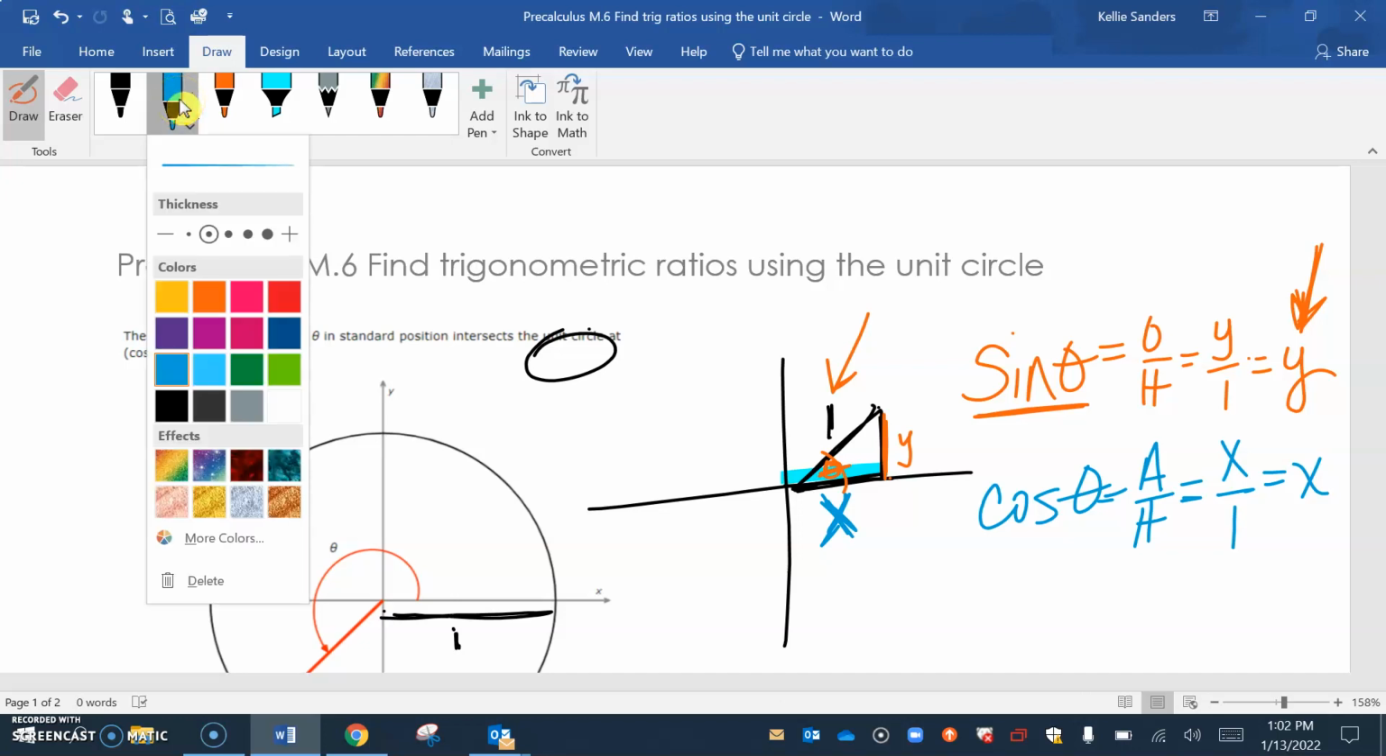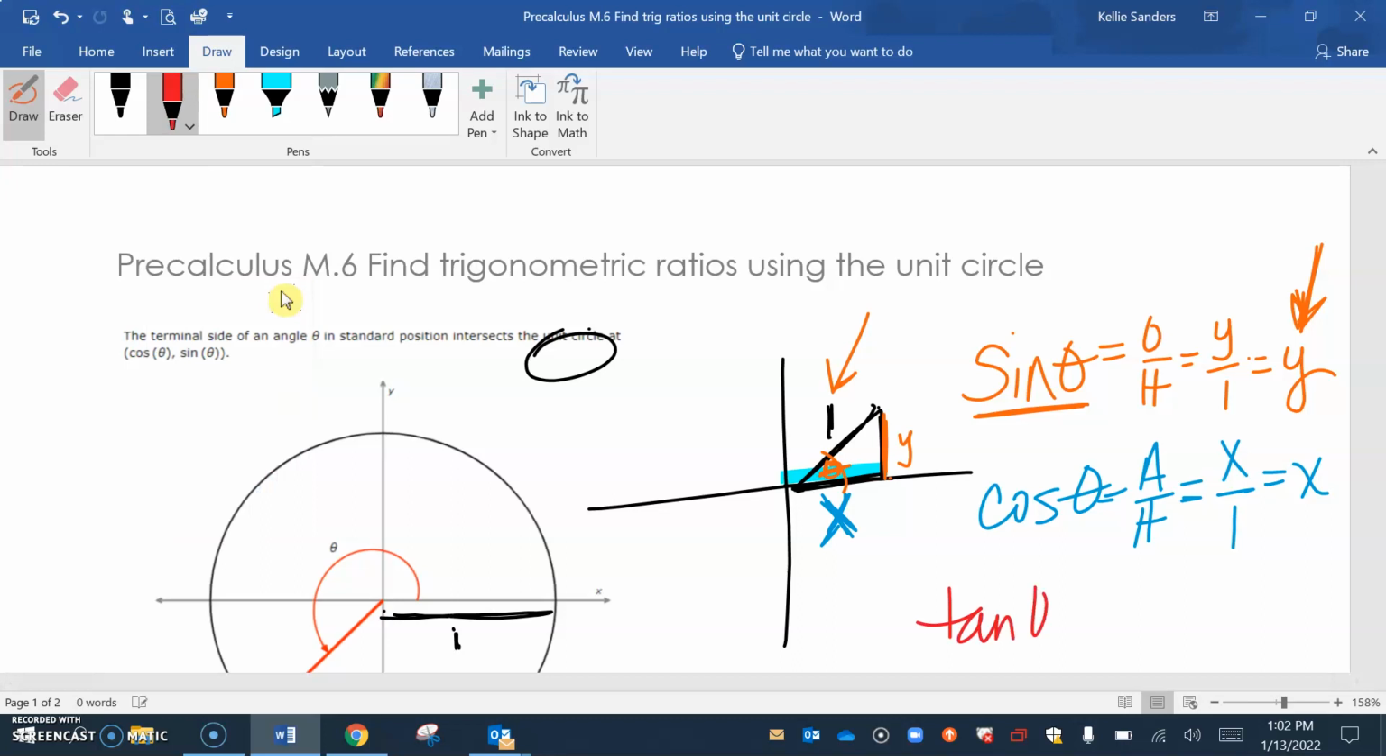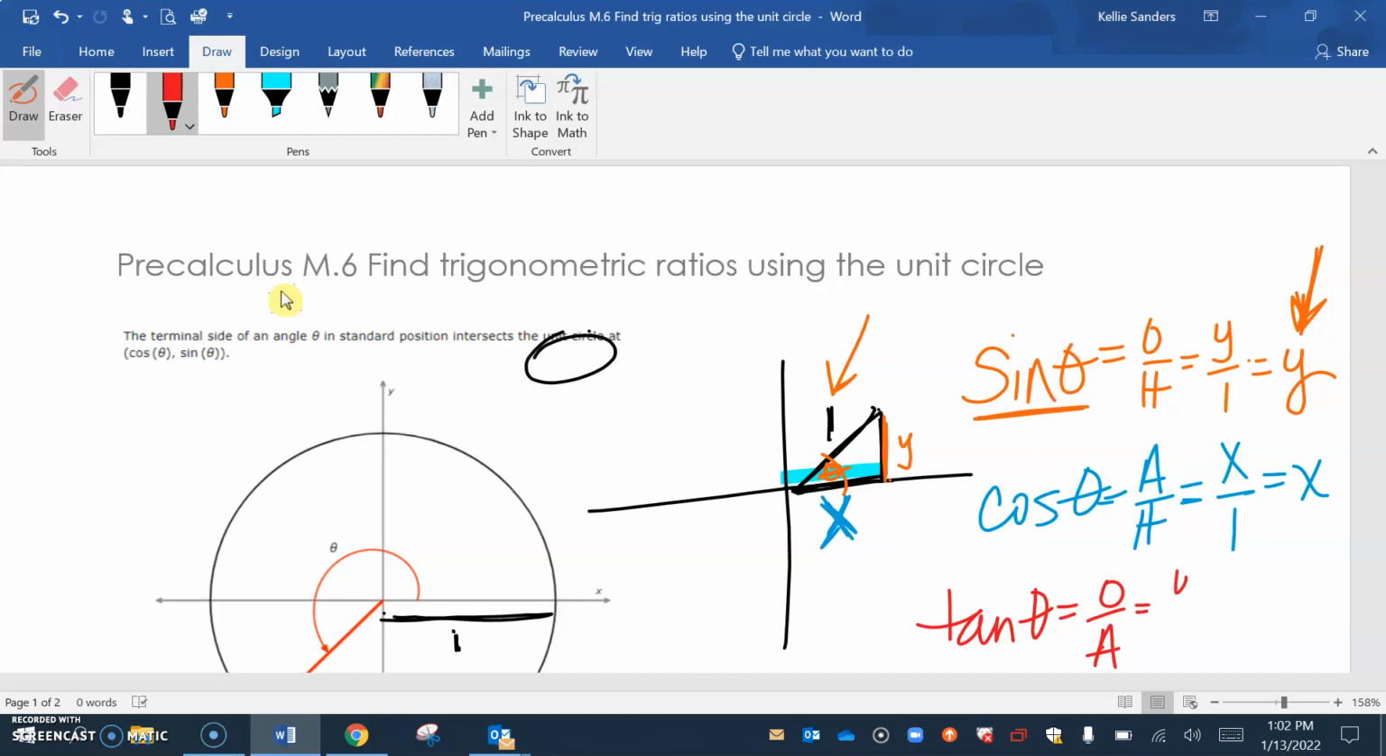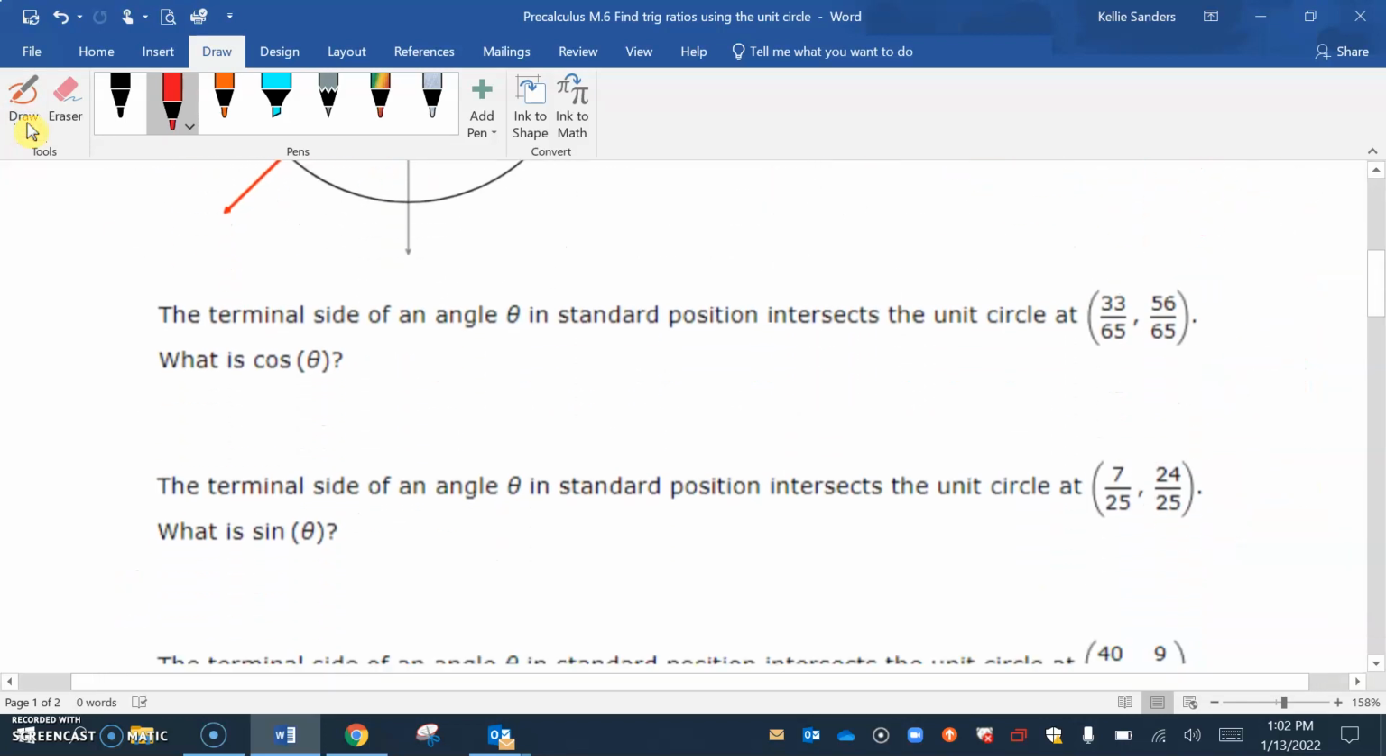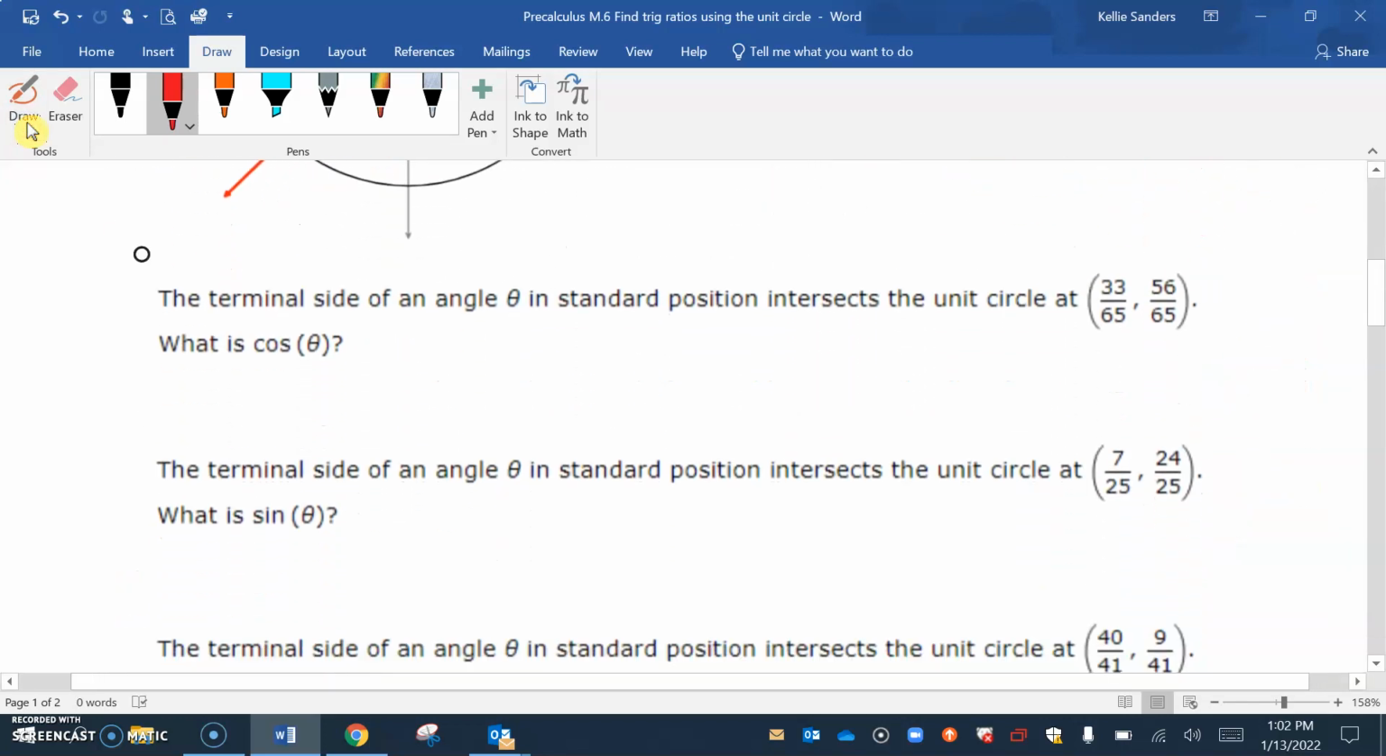And one more. Let's do red. If we do tangent theta, that's opposite over adjacent, and your opposite is y, and your adjacent is x, so it's whatever your y is over whatever your x is, and we'll get to that in just a little bit. Most of these are going to be super easy.